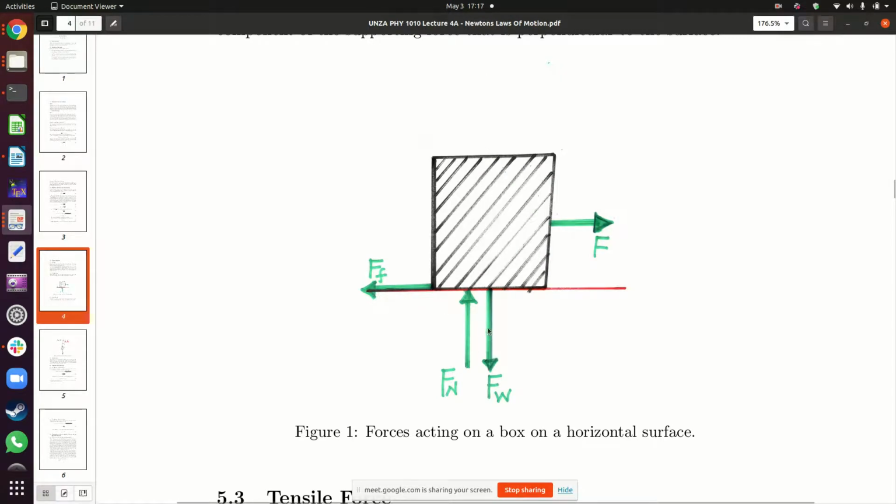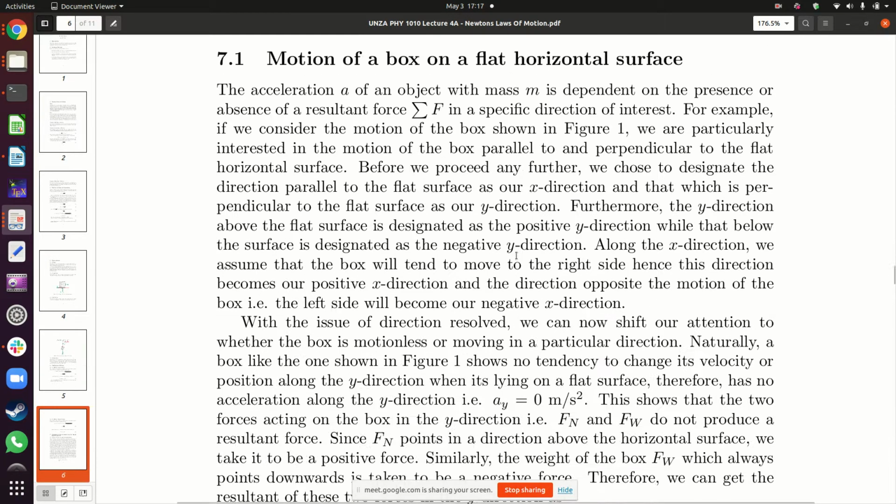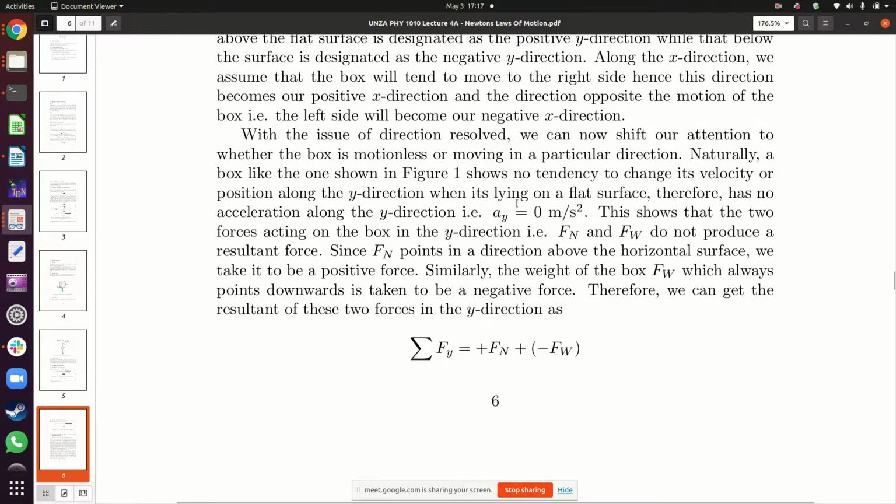So the direction we're interested in is the vertical direction, which is the y direction. We are also interested in the movement of the box along the horizontal or parallel to the surface. So we start with the vertical direction. In the vertical direction, your box either sits motionless on your surface or the table, or it moves on the table. In either of those cases, the height of the box doesn't change. It remains the same.